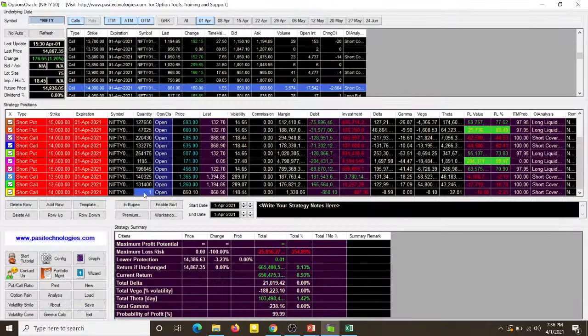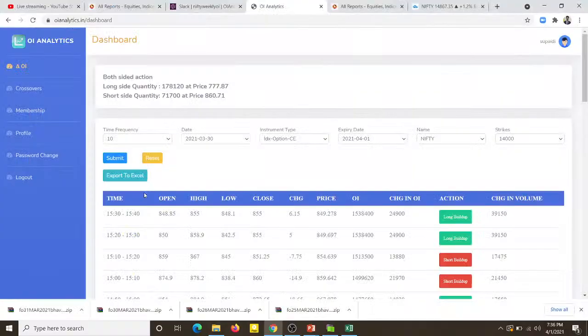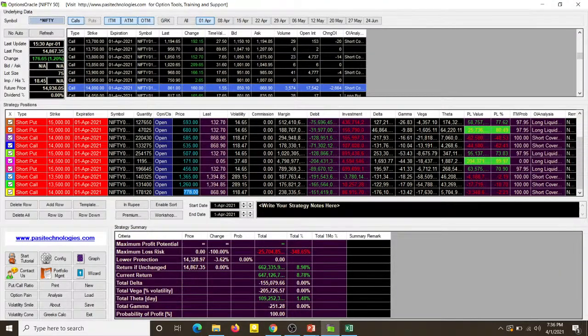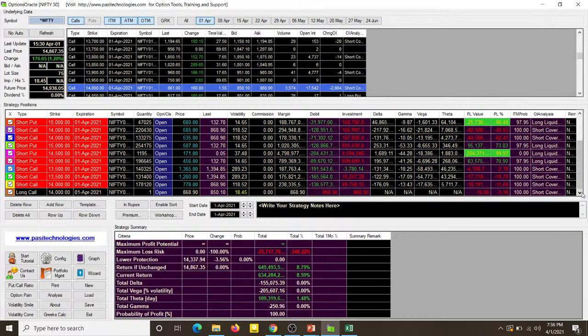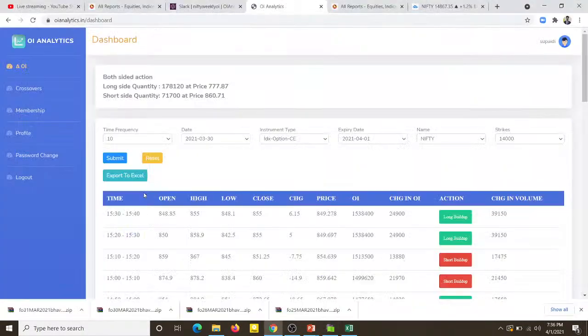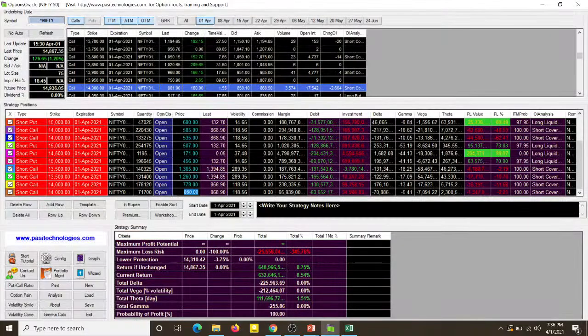178, 120 at 778. Right, so one more instance of the same option. Short call of 71,700 at 860, correct?